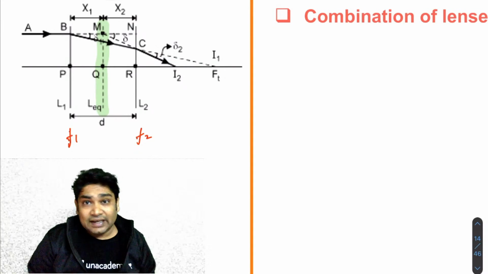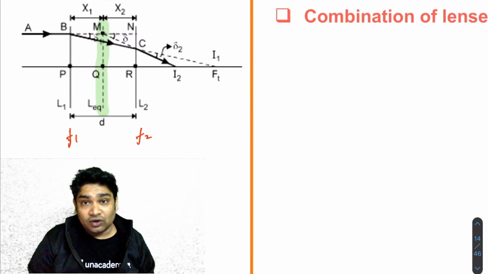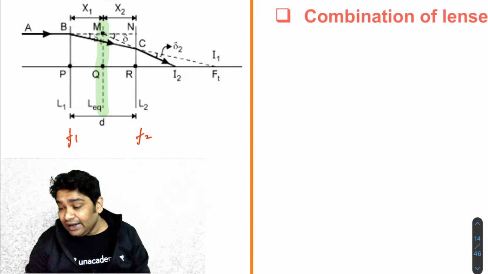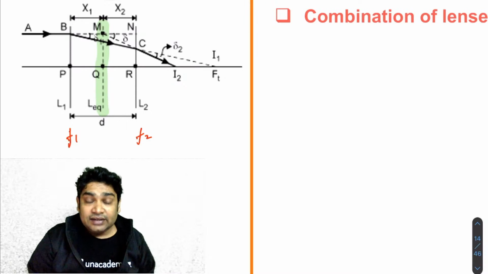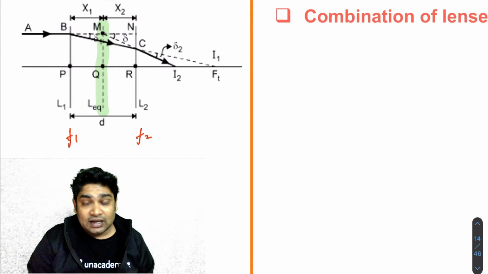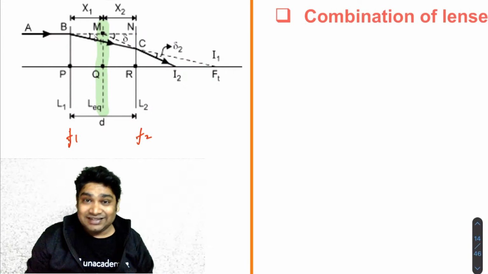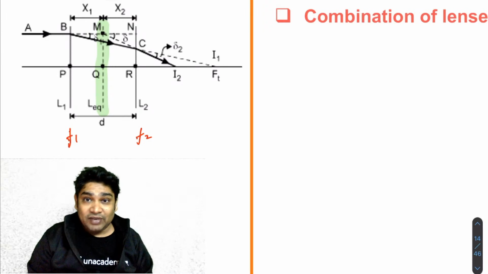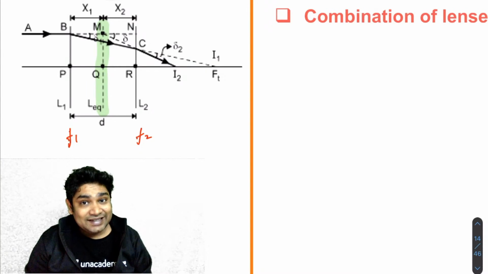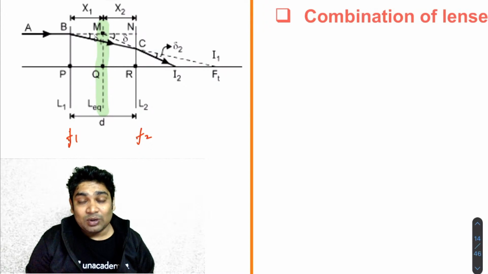So there are two things that I am interested in finding out. One is the position of this lens, and second is, of course, the focal length of this lens. So the idea is that if I replace these two lenses by a single lens, then one, it should focus a parallel beam coming from infinity to the same point as the two lenses would have done, and second is the deviation produced should be the same. The deviation produced by the single lens should be equal to the deviation produced by the two combined lenses.